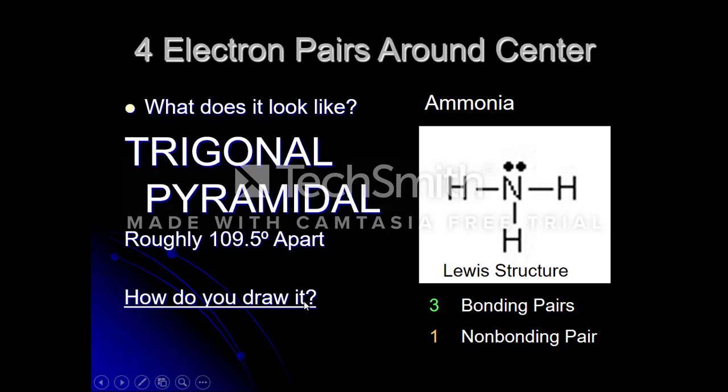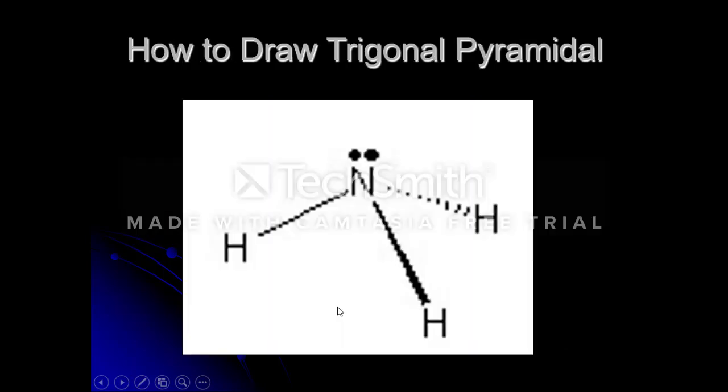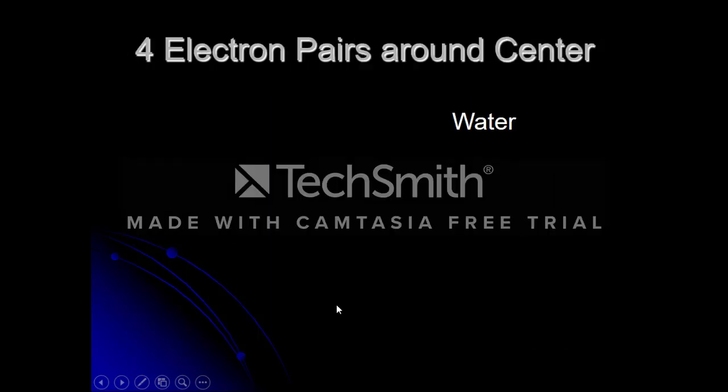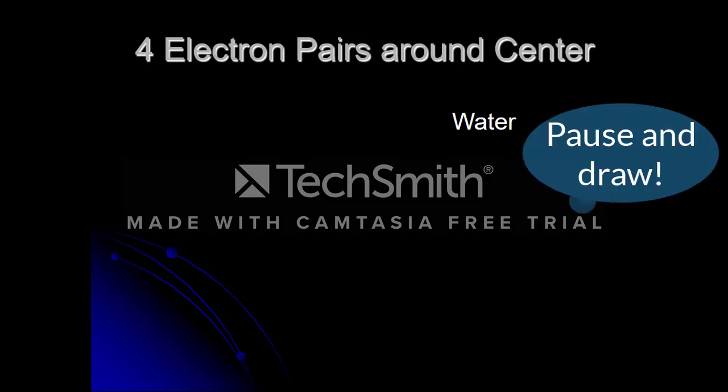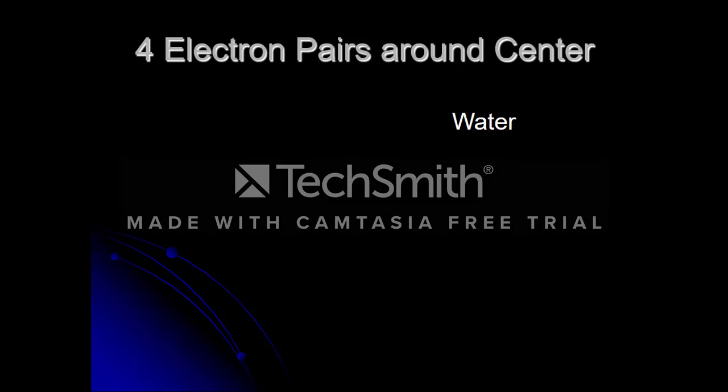Okay, and again, we're not going to worry about this 3D shape. Just know that if you have a shape that has 3 shared pairs and 1 unshared pair, then that means it's going to have the trigonal pyramidal shape. And you will need to know those. You'll need to know the names of the shapes and the number of shared and unshared pairs to determine which shape each molecule has. Go ahead and pause and draw the Lewis structure for water.